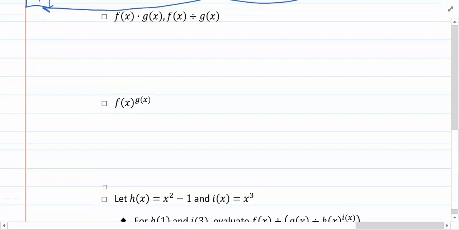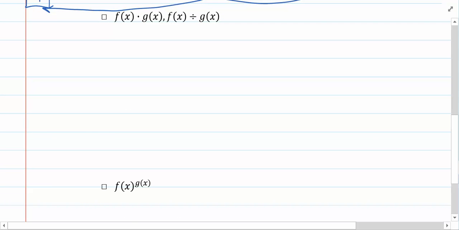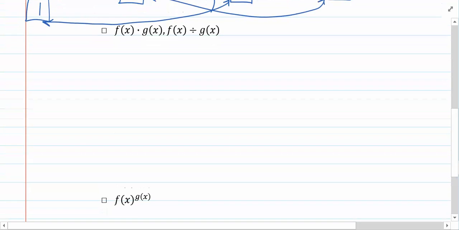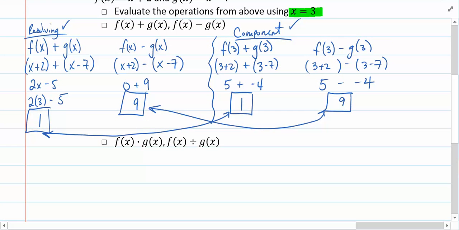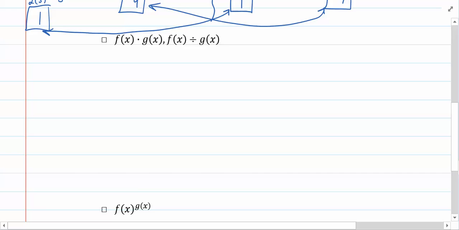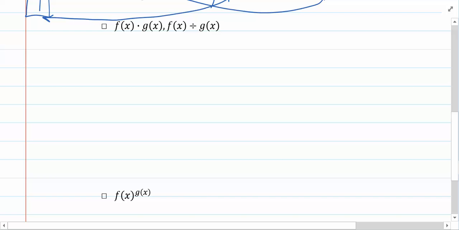Let's see another example. In this case, we have f of x times g of x. Well, again, we said that f of x was equal to x plus 2. So if I wanted to multiply f of x times g of x by resolving the functions, I must find f of x times g of x.